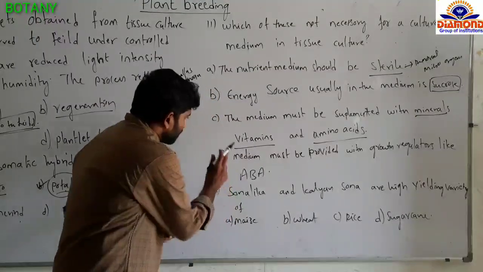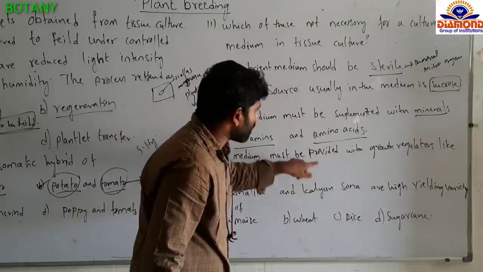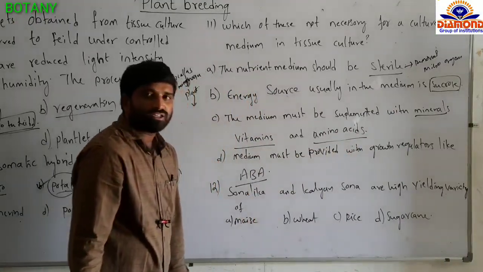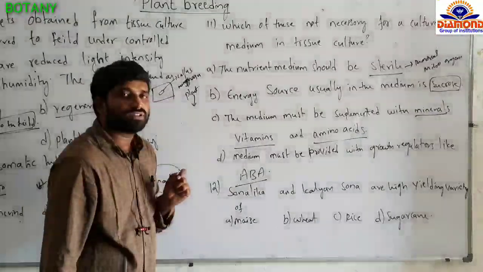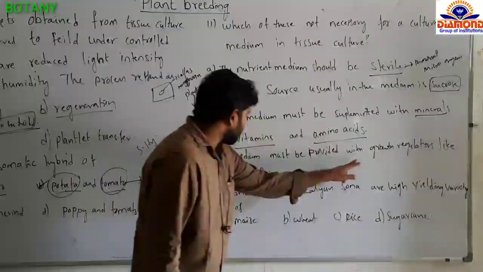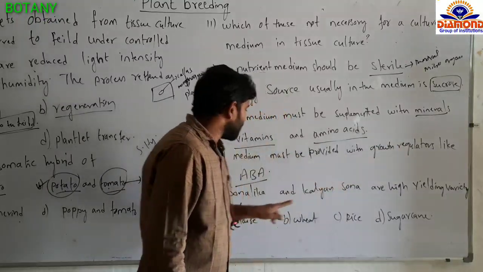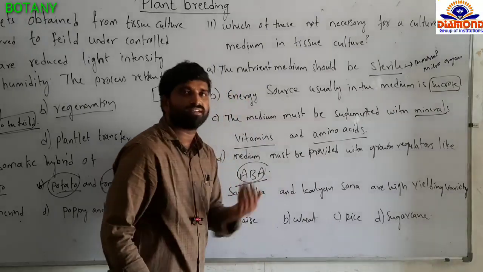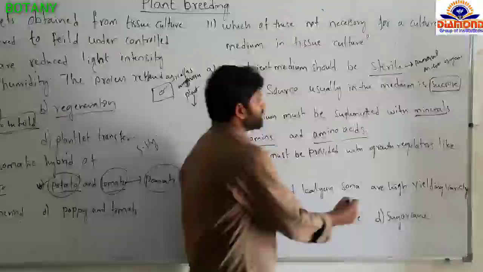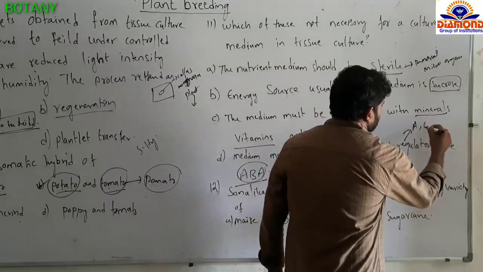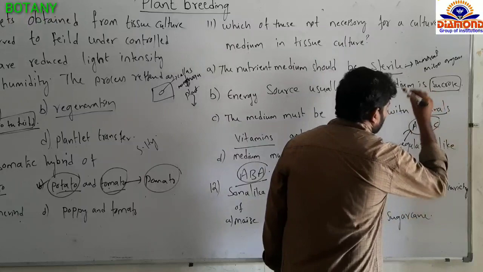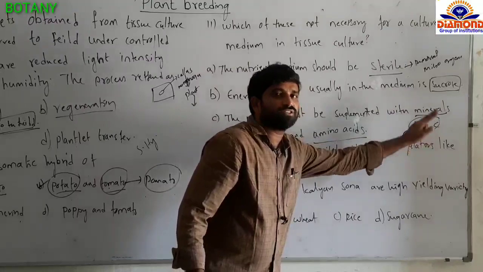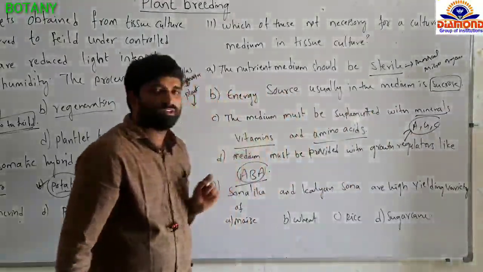And option D, the medium must be provided with growth regulators like ABA. Here we add growth regulators into the nutrient media, given as growth regulators like ABA. ABA means abscisic acid. Abscisic acid is not a growth regulator, it is a growth inhibitor. The growth regulators are three: auxin, gibberellin and cytokinin. These three are called plant growth activators or plant growth regulators. These three are widely used in tissue culture to obtain the plant body from the explant.